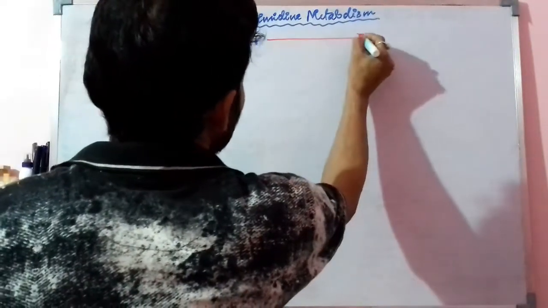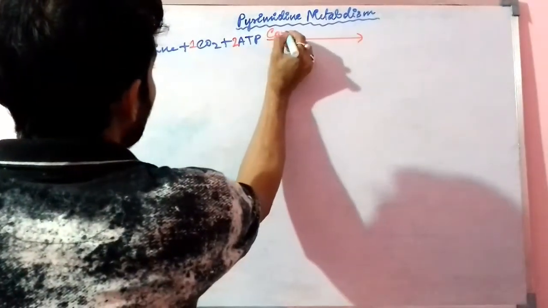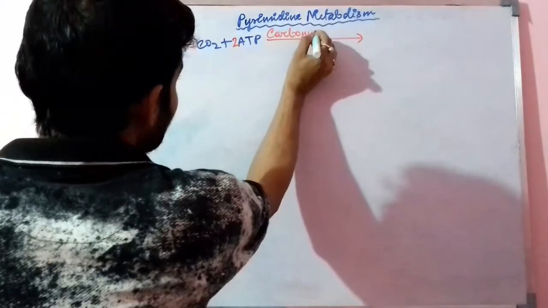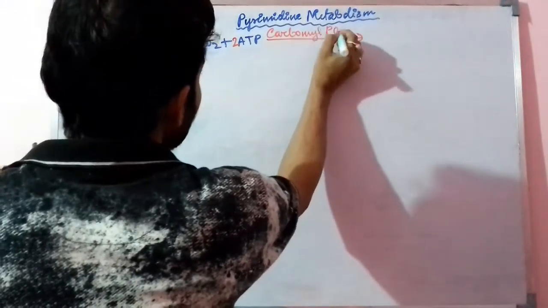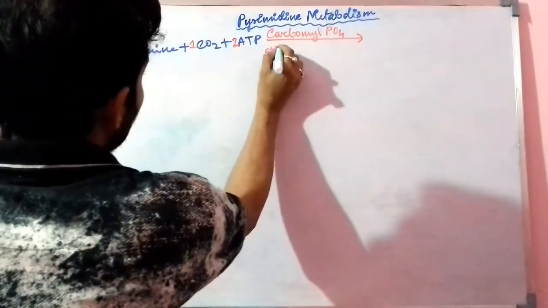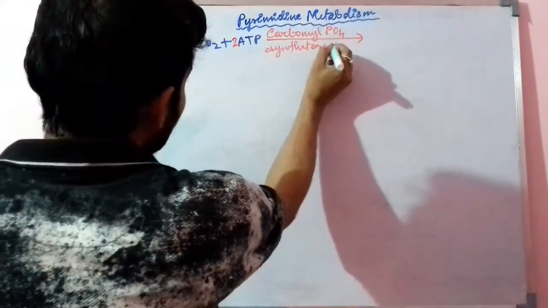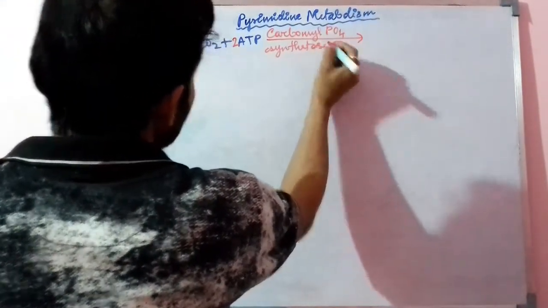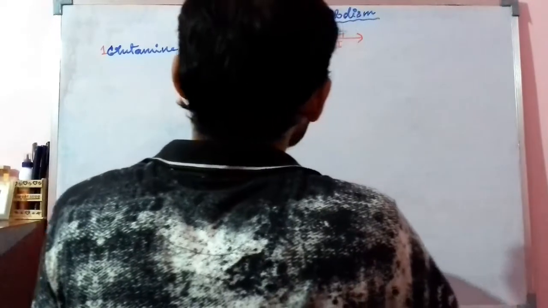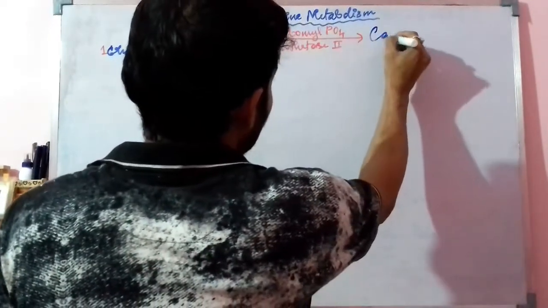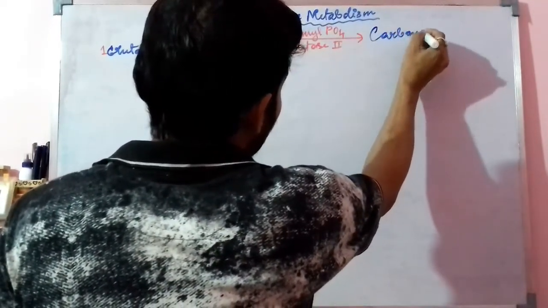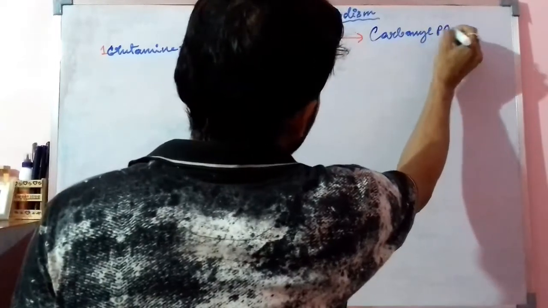Now all these compounds, in the presence of the enzyme carbamyl phosphate synthetase 2, get converted to what? Carbamyl phosphate.